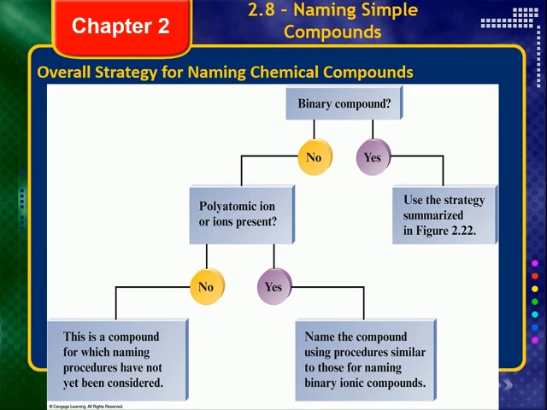I'm throwing this flowchart in here just because it mentions polyatomic ions. So if it's not a binary compound, ask yourself, is there a polyatomic ion present? And if it's not binary and there's no polyatomic ion, we're not dealing with it right now. That's a different course. So we're only going to deal with these polyatomic ions.